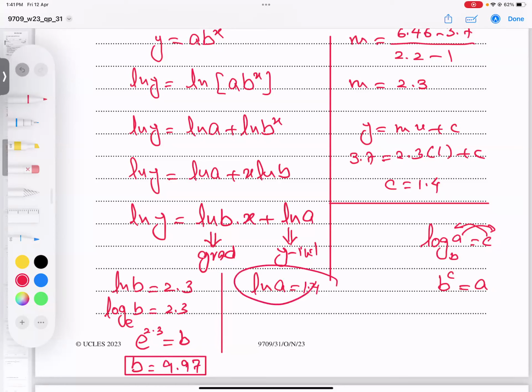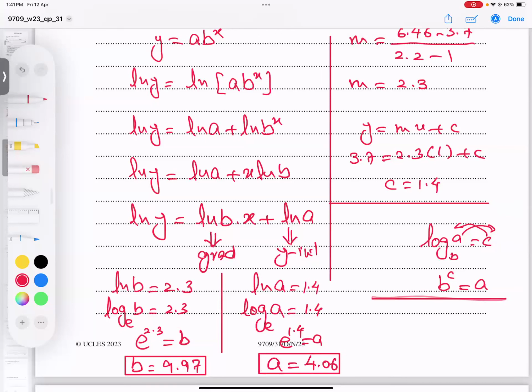I can do the same story here. Logarithm base e of a equals 1.4. Now this 1.4 comes here and a goes there, and e will remain there. So e to the power 1.4 equals a. Sorry, this is a, it's not b. So the a value will become 4.06.